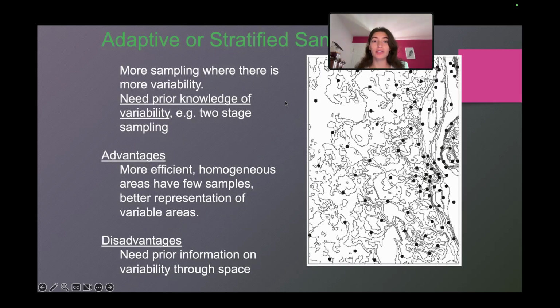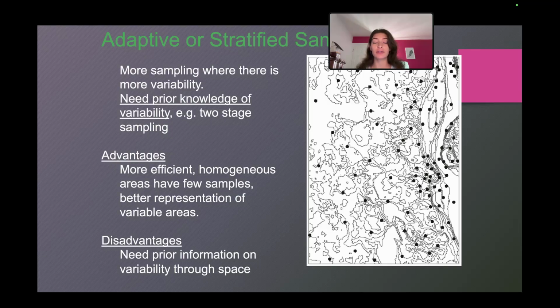So we have something called adaptive or stratified sampling. This is where more sampling occurs where there's more variability, but you need to have knowledge of that variability beforehand. So this is more of a two-stage sampling system. You have to know the landscape or the area you're sampling first, and then based on that choose where there is more variability than other locations and plan accordingly.